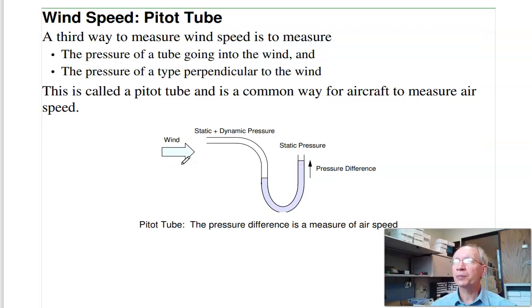A third way is a pitot tube. So if I have a tube, one facing into the wind, one perpendicular to the wind, this is basically measuring static pressure, the pressure of the wind. This is the static pressure plus dynamic pressure. As you go into the wind you get some extra pressure, that's the dynamic pressure. The higher the wind speed, the higher the dynamic pressure. That pushes this part of the pitot tube down, that water level. The difference in height is a measurement of wind speed.